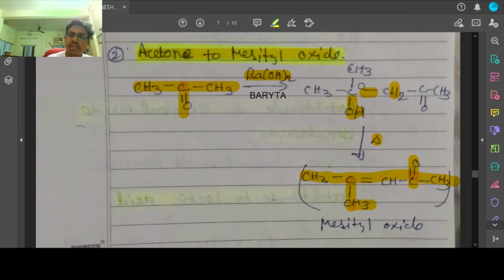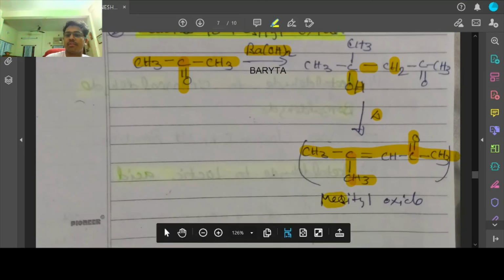See, the main motive of dehydration, for the students who are not getting it, is removal of water, H2O. Since OH is already here, what do we need to remove? H. We need to obtain H2O and we already have OH, so H is missing. So one H from this CH2 and one OH are removed from here, and the double bond replaces the single bond. And this product is known as mesityl oxide.